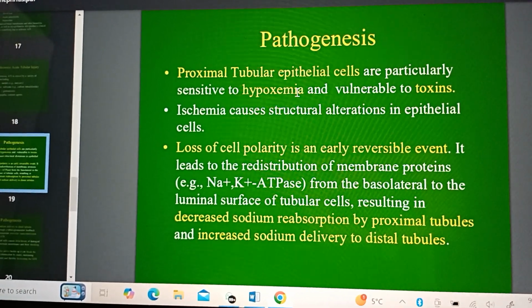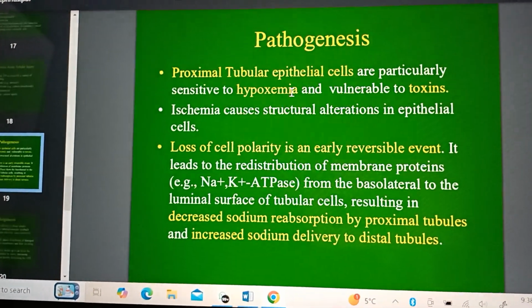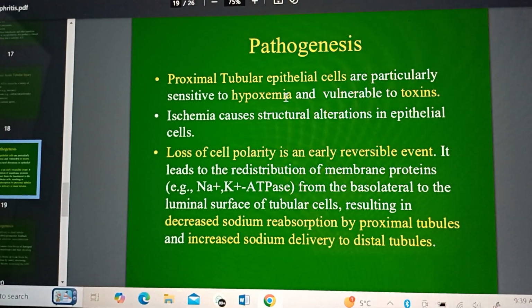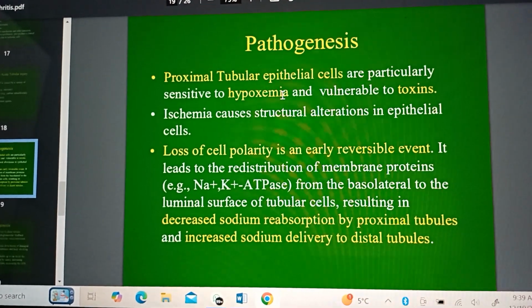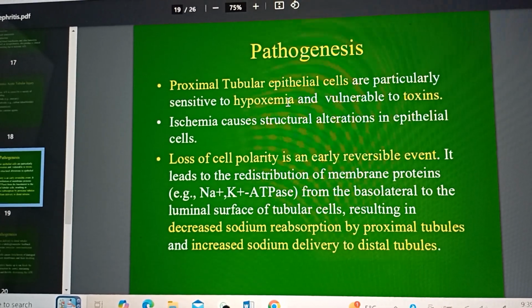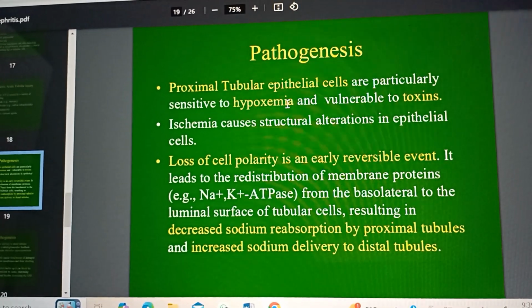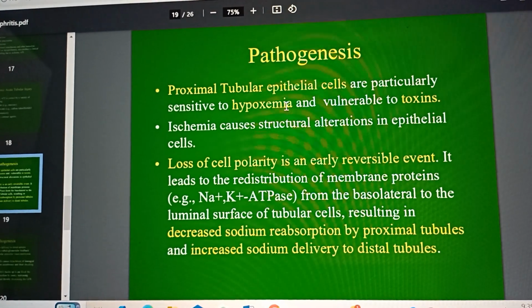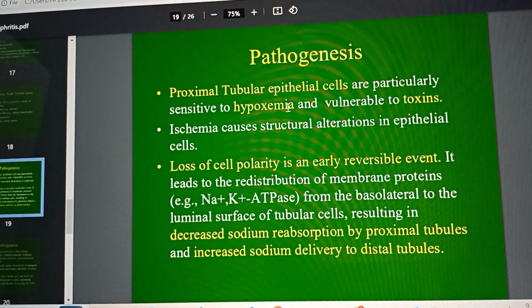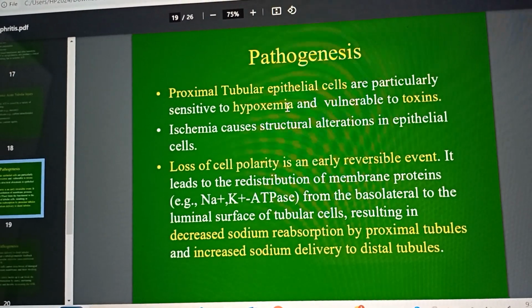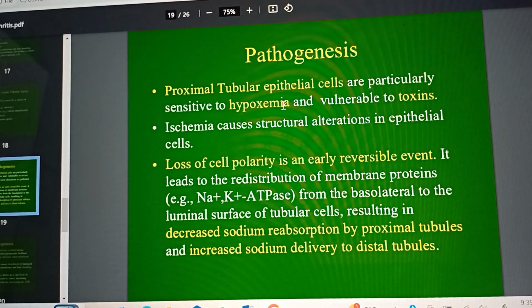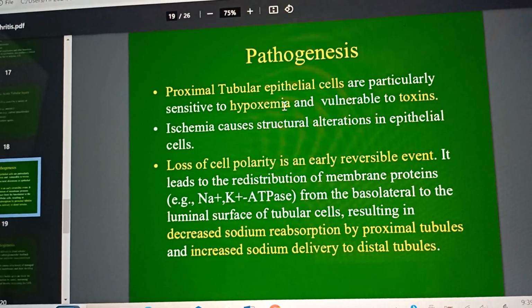So what is the pathogenesis? You know that the kidney is made up of tubules. The proximal tubules are very sensitive to hypoxemia, loss of blood supply, or toxins. Whenever there is loss of blood supply, the epithelial cells will be damaged, their structure will be altered, and the cell polarity will be lost. Whenever the polarity of the cell membrane is lost, the sodium potassium ATPase pump will be redistributed. This pump is present on the basolateral surface, and from the basolateral surface it will shift to the luminal surface.